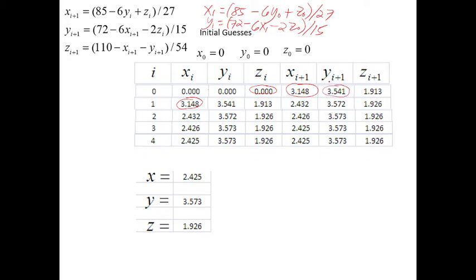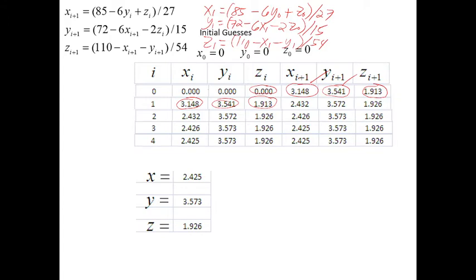Okay? 3.541. Okay? Tapos z sub 1, okay, 110 minus x sub 1 minus y sub 1 kasi I0, di ba? Y sub 1 over 54. So, dito, ito yung x sub 1 mo kasi I plus 1, ito yung y sub 1 mo. So, 110 minus 3.148 minus 3.541 all over 54. Ang makukuha mo nun is 1.913. Okay? So, ito ngayon ay equal din dito. Yung 1.913 equal din dito. No? Similar to Gauss-Jacobi.